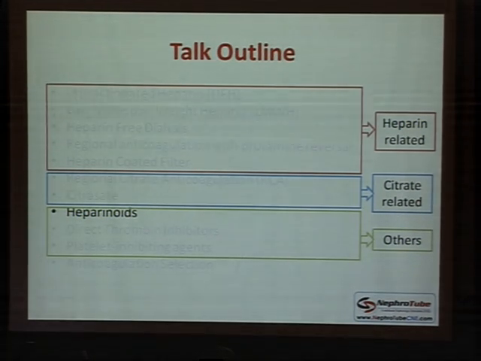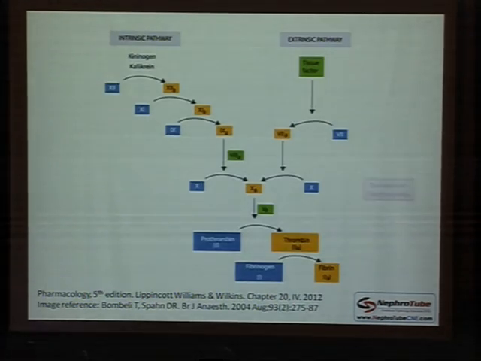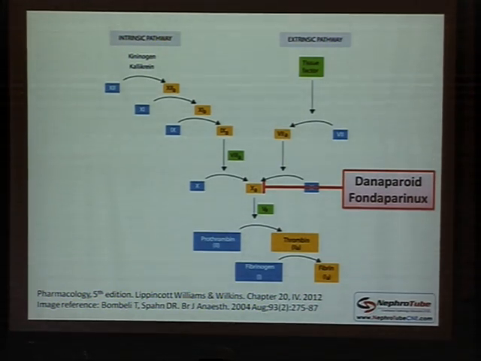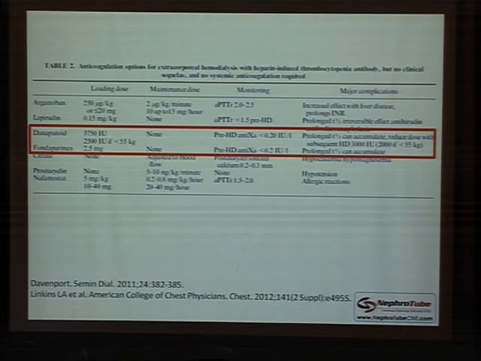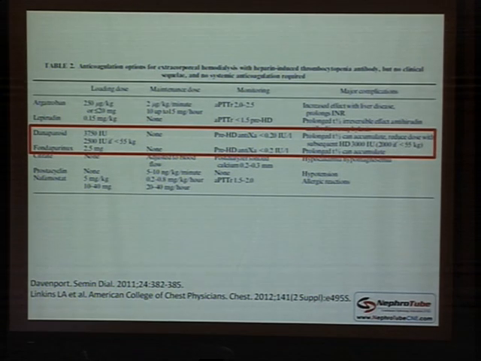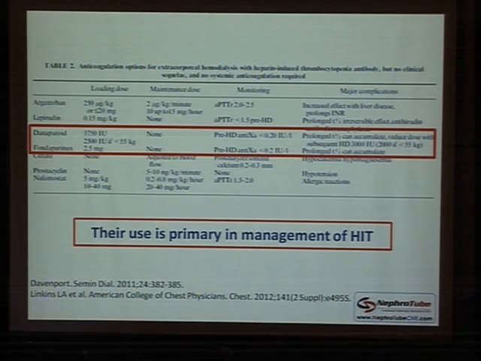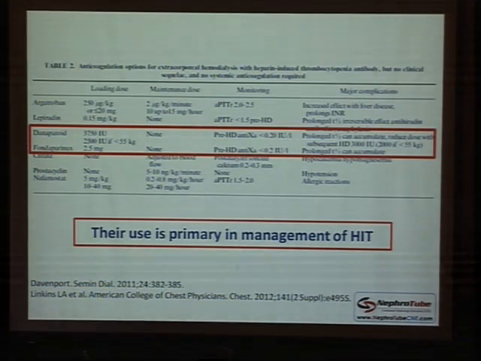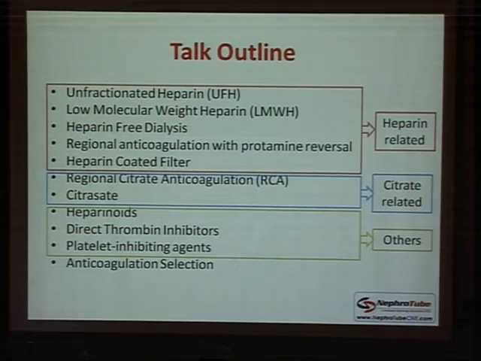Heparinoids are not heparin or citrate related. Say for example, danaparoid and fondaparinux are anticoagulants blocking activated factor 10. The most important disadvantage of these drugs is that they have a very long half-life in renal impairment patients, so there is a high risk of bleeding, and their primary use in hemodialysis patients is in the management of heparin-induced thrombocytopenia. When I can't use heparin, I can use one of those, and you will find the details in the lectures that I announced related to heparin-induced thrombocytopenia.